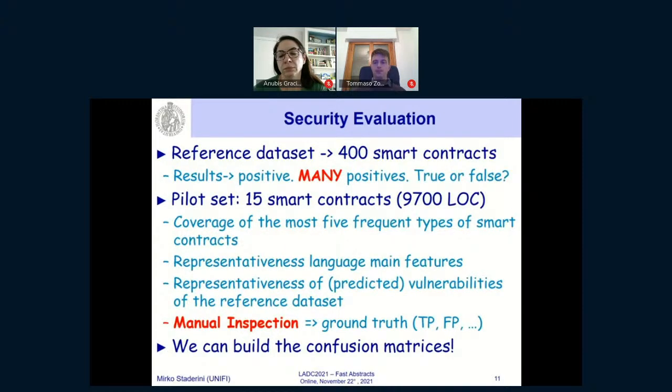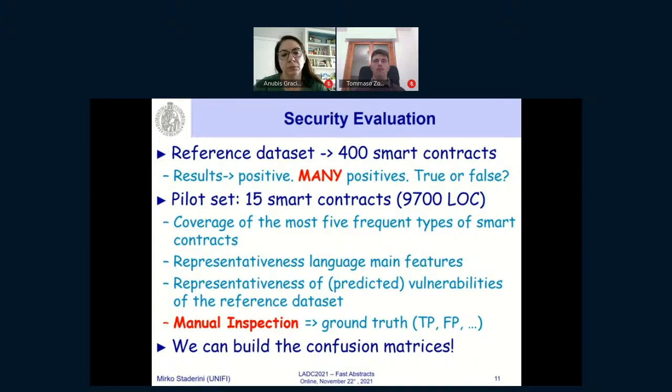Next, we had to define the smart contracts to analyze. So we extracted 400 smart contracts from the Ethereum blockchain explorer, Etherscan, through a Java cloner, and we processed them with all the tools that we have selected. So what did we find? We found a lot of positives. But in the end, we don't know if these positives are true or false positives. So from this dataset, we extracted 15 smart contracts.